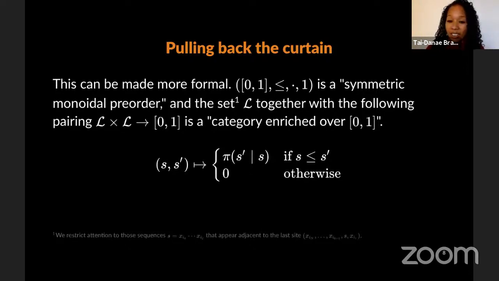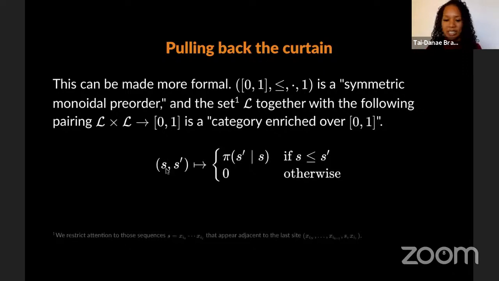I'll say this quickly. It turns out that if you look at the unit interval where our probabilities lie, and you look at the usual ordering on them, usual multiplication of numbers, and the number 1, that data is what's called a symmetric monoidal category or symmetric monoidal preorder. And if we look at our set of sequences, and to every pair of sequences we define a number between them in this way, and you work out all the details, all of this intuitive idea that we have is succinctly put as a category enriched over probabilities, over the unit interval.